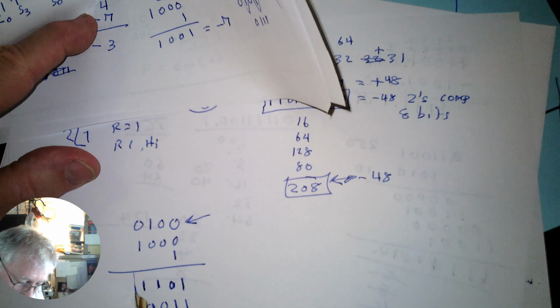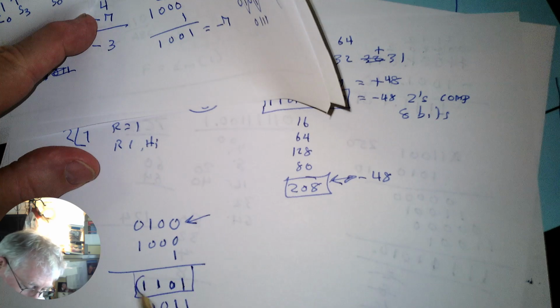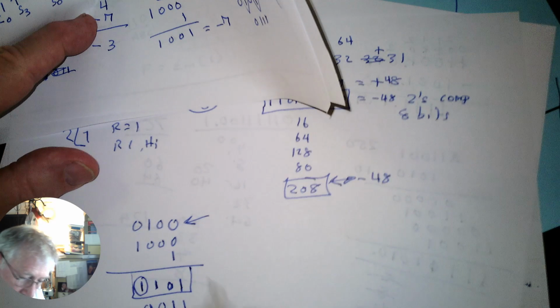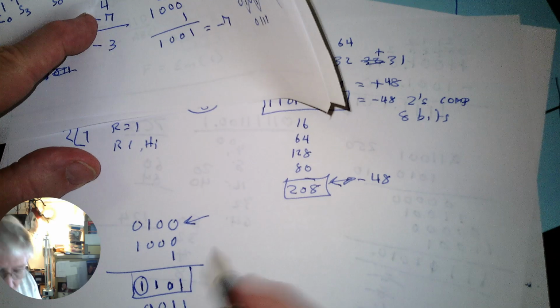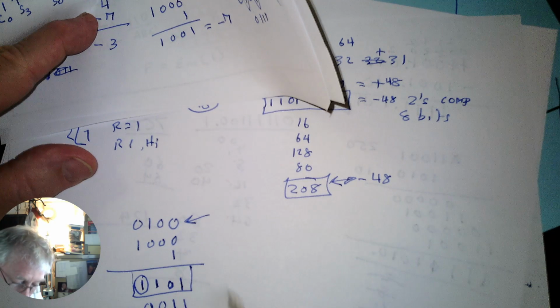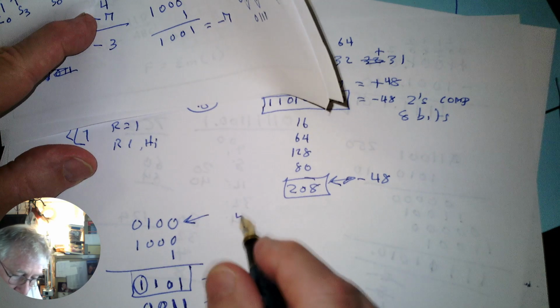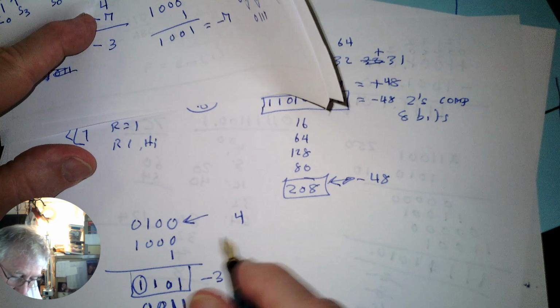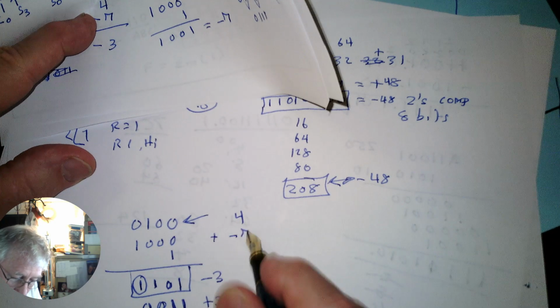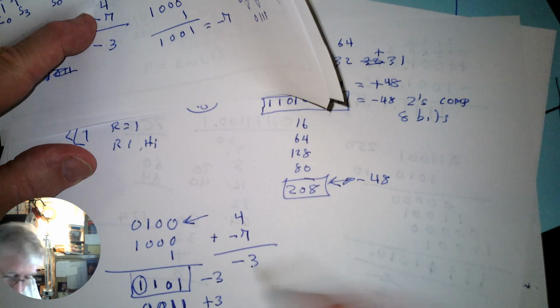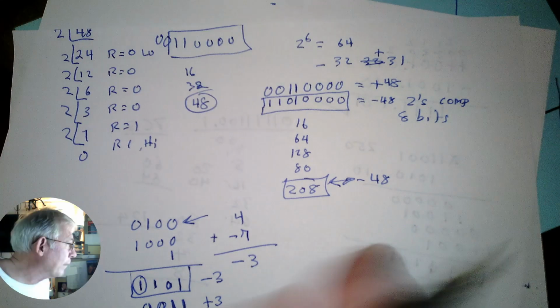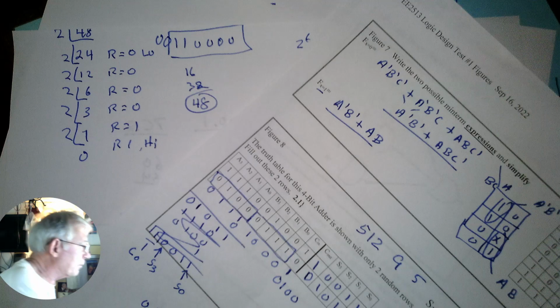Now, this is the answer. It is negative because the upper bit's a 1. And then to find out what value it is, we have to 2's complement it. And when we do that, we copy the first 1 and invert every other bit, 1, 0, 0. So it turns out it's a positive 3 here, so that's a negative 3. So the answer of 4 plus a minus 7 is a minus 3. Okay, hopefully that makes sense. But that's how it is.